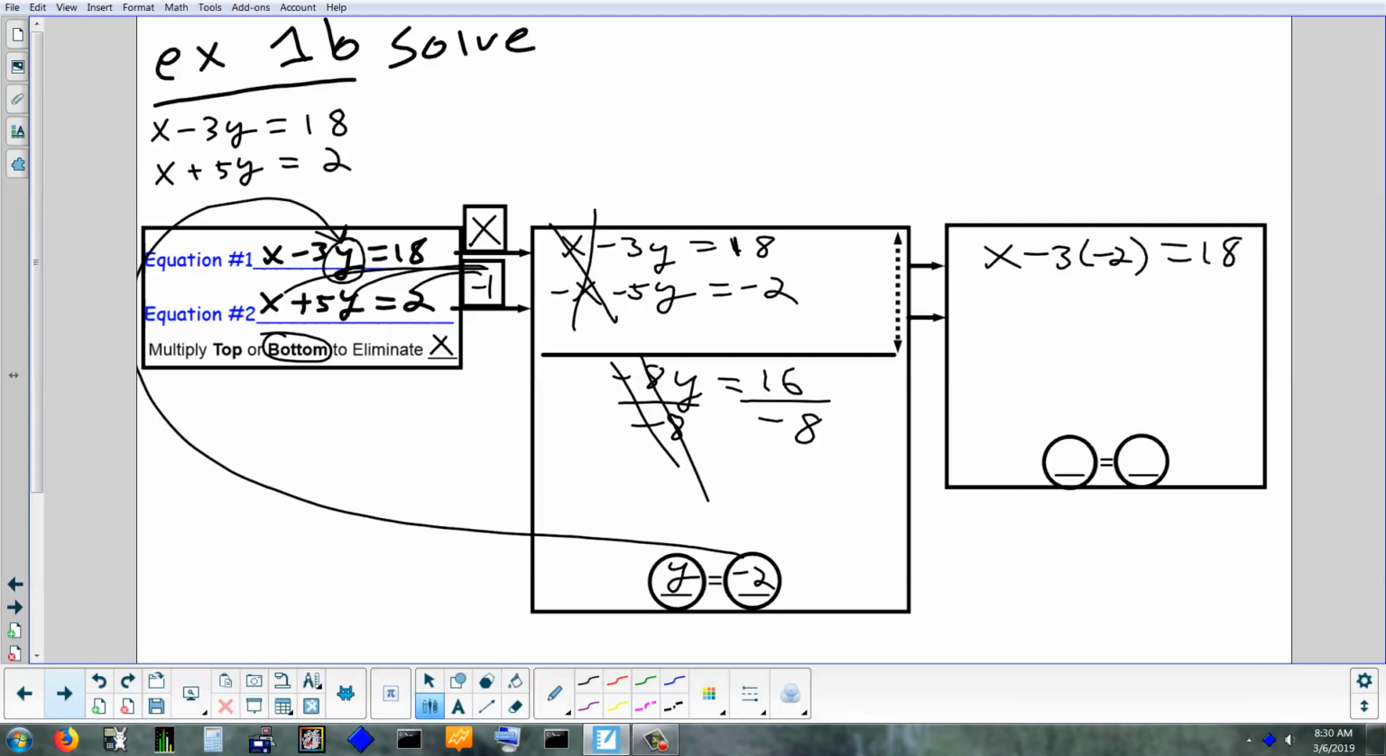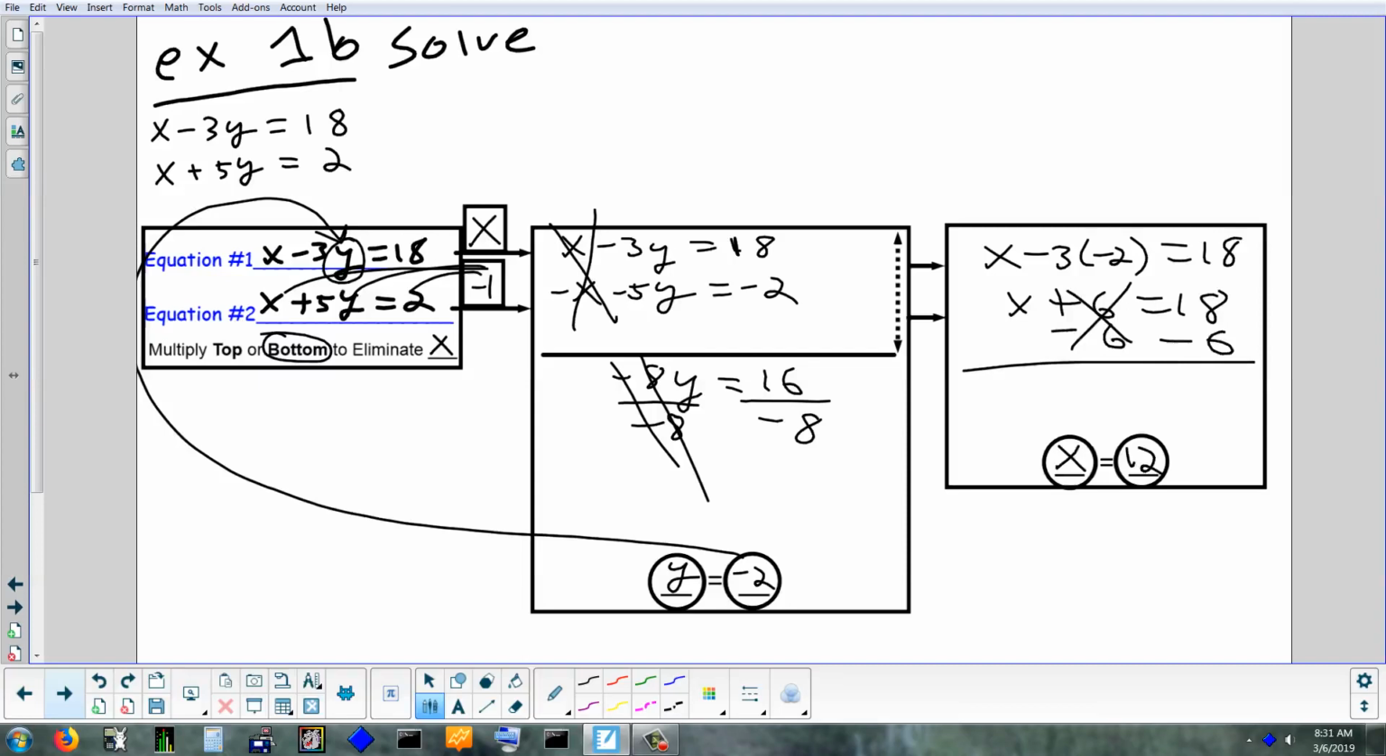How about Savannah? -3 times -2. Positive or negative? Yep, +6. And how about Ellie? My last step to get x by itself. Subtract 6 from both sides. Yep, good. -6. So what do I get for x here? 12. Yeah, good job. So x is 12.